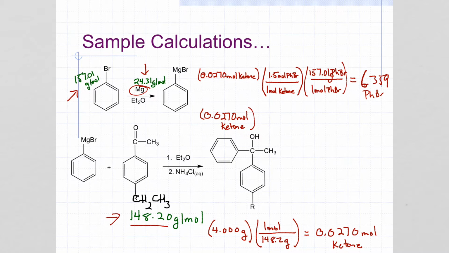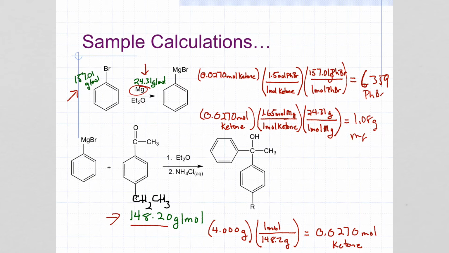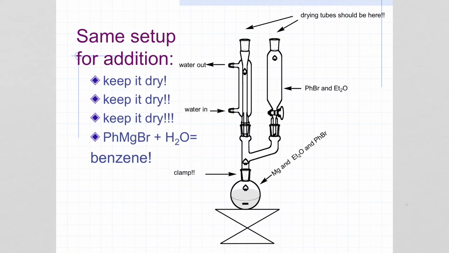Now we need to calculate the amount of magnesium we're going to use. We start off with the same amount of the ketone. Now we're using even more magnesium than we did of the bromobenzene. Part of that is because magnesium is a solid, and it's very difficult to get all of that solid to react. We have this many moles of magnesium, and we can now convert that to grams, so we'll use 1.08 grams of magnesium. The setup for the reaction this week is exactly the same as last week.